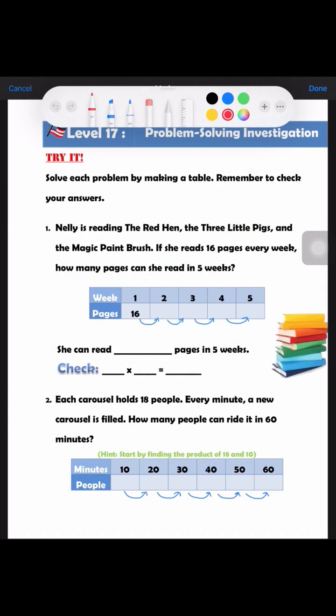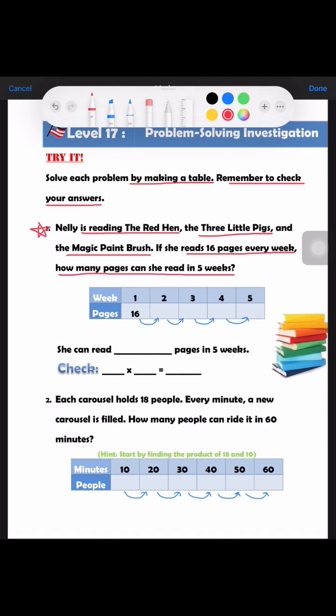Now we move on to the next page. Try to solve each problem by making a table. Remember to check your answers. Question 1. Nellie is reading The Red Hen, The Three Little Pigs, and The Magic Paintbrush. If she reads 16 pages every week, how many pages can she read in 5 weeks?